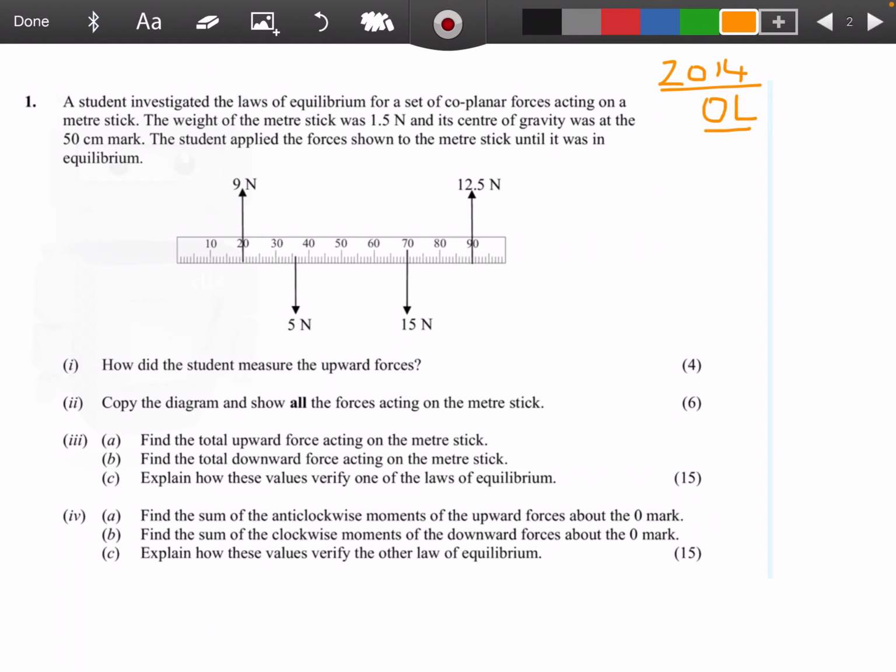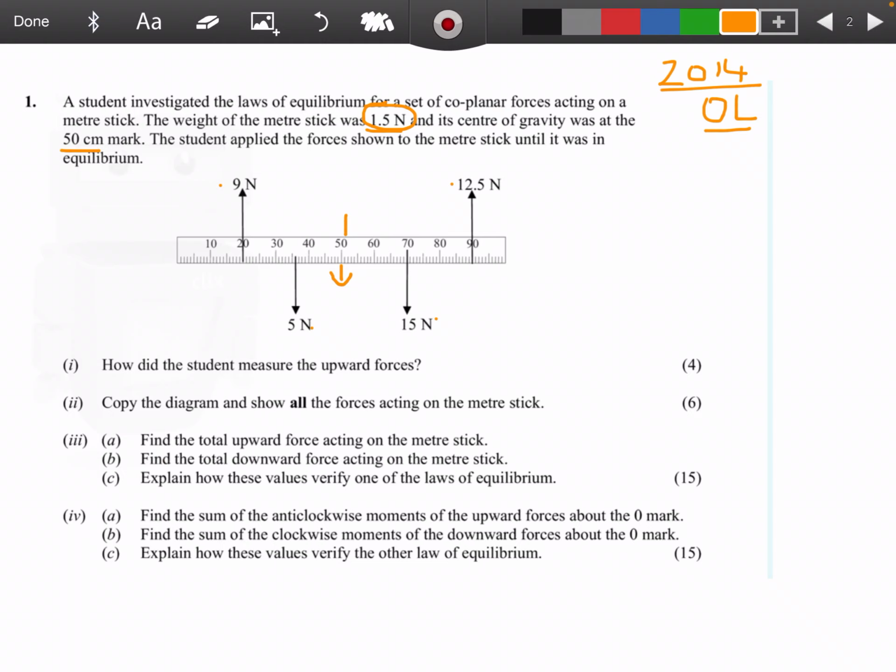So you can see here we've got a student investigating the laws of equilibrium for a set of coplanar forces, and they're acting on the meter stick. The weight of the meter stick is 1.5 newtons, very important, and the centre of gravity was at the 50 centimetre mark, very important. The student applied the forces shown to the meter stick until it was in equilibrium. So we've got forces acting upwards, forces acting downwards, and I have that other one, the weight of the meter stick. And you can imagine the weight of the meter stick at the 50 centimetre mark is also acting downwards. So how did the student measure the upward forces?